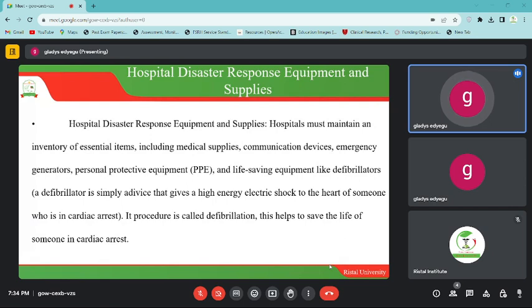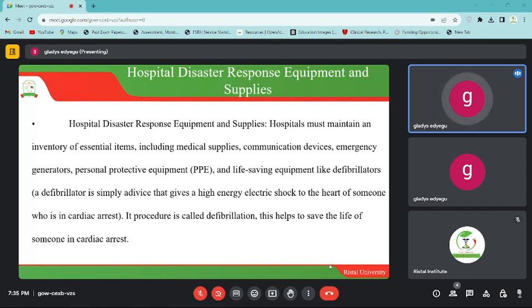So for hospital disaster response equipment and supplies, the hospitals must maintain an inventory of essential items. There are some essential items that our hospitals cannot do without, that we cannot provide services without. So when we take inventory in our hospitals, we are able to identify that we do not have some of those essential items, and we are able to procure them or order them so that they should not run short in our facilities, and we should not fail to provide services or respond to a disaster.